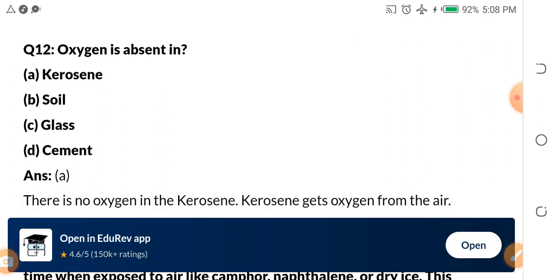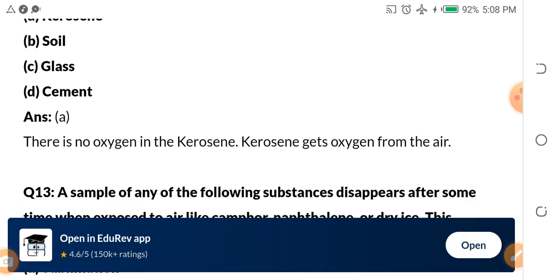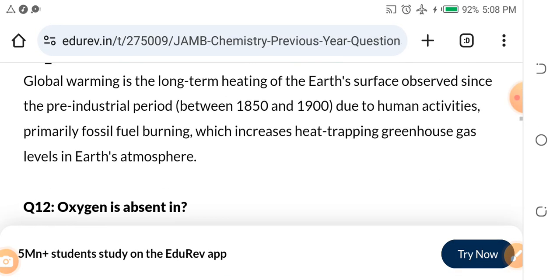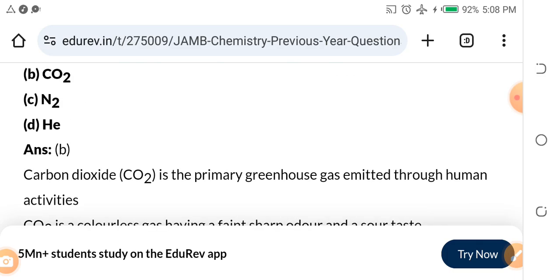Oxygen is absent in dash. A. Kerosene. B. Soil. C. Glass. D. Cement. The answer is A. There is no oxygen in kerosene. Do you understand? Just note it. There is no oxygen in kerosene. Kerosene gets oxygen from the air. Do you understand? Let's look at question 11.